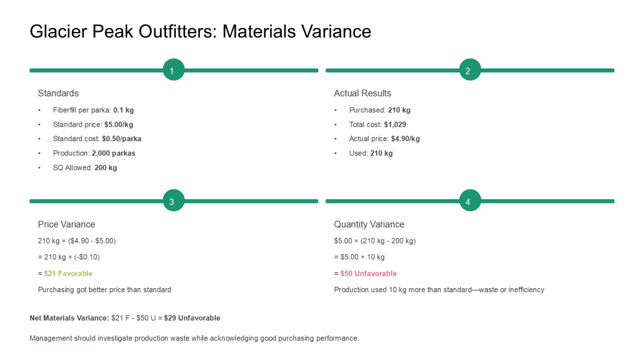Net result, we saved $21 on price, but lost $50 on quantity, for a total unfavorable variance of $29. Now, management knows exactly where to focus. They need to investigate production waste while acknowledging good purchasing. That's actionable intelligence. This level of detail transforms general awareness into specific improvement opportunities. Now let's talk about who's responsible for these variances and why that matters.